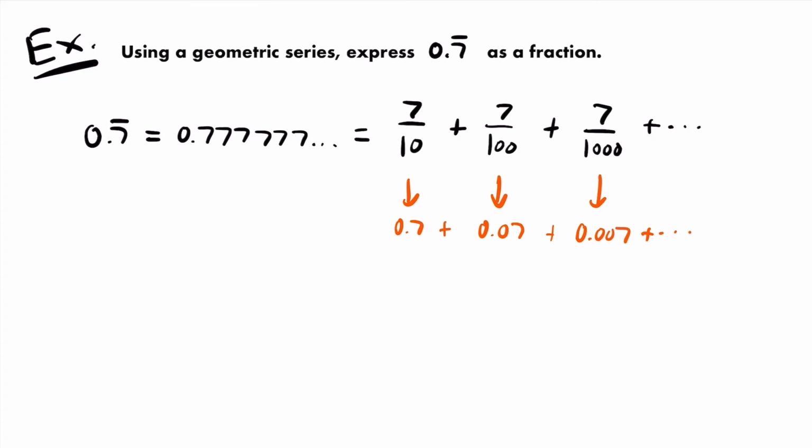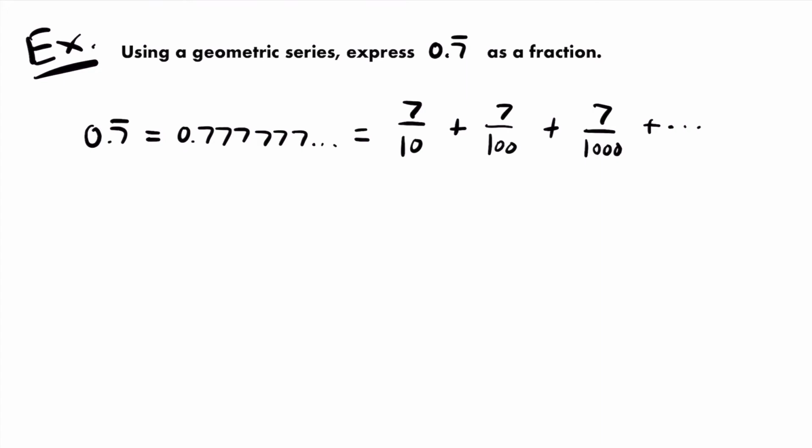And so you can see, if we were to add the decimal values of these fractions together, that we would slowly create this repeating decimal. And so as we continue to add more and more of these fractions, where that denominator increases by a factor of 10, we can form this repeating decimal. And so what we can do is rewrite this infinite sum of these fractions as a geometric series. And so here's how we're going to do that.